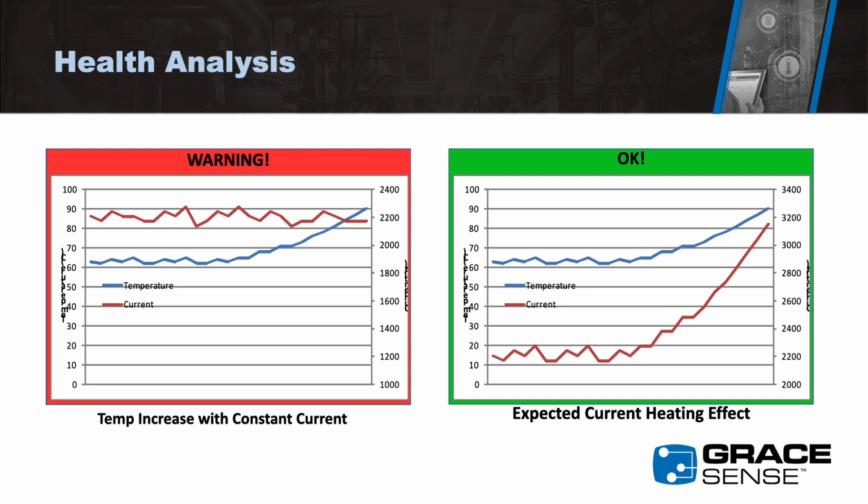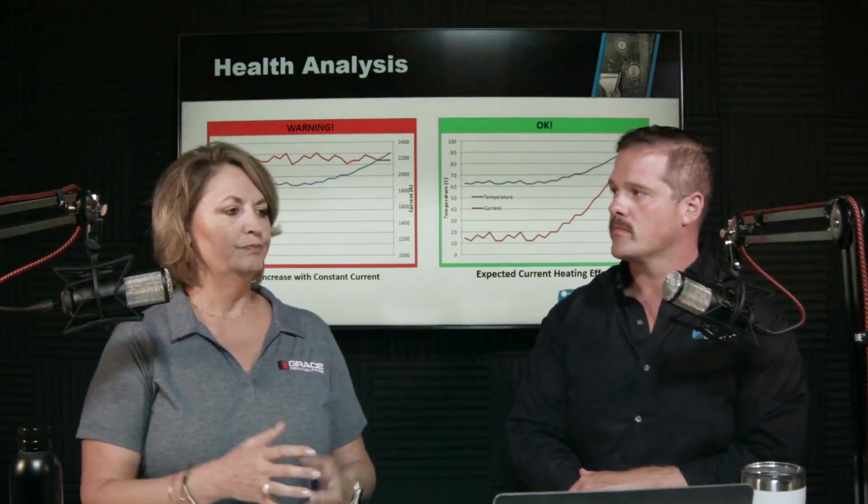So, for example, on the left, you see the warning of the temperature increase with a constant current. That's something that would be an alarm for you. But if you saw this linear relationship with temperature and current, expecting as current rises, temperature rises, then you would say, okay, that's not something we should be alarmed about. So just putting a face and a picture to what your sensors are doing, how your equipment is behaving, is really the optimal goal for these types of technologies.